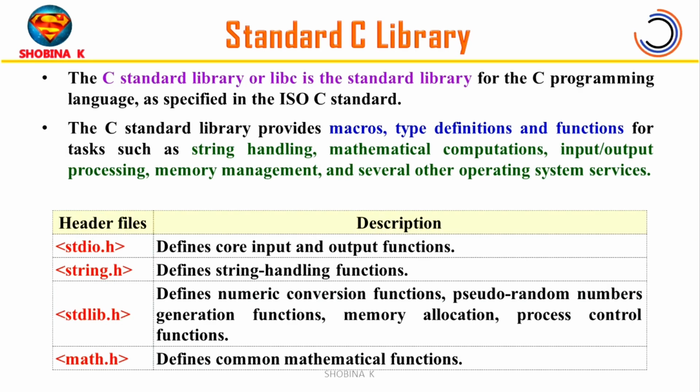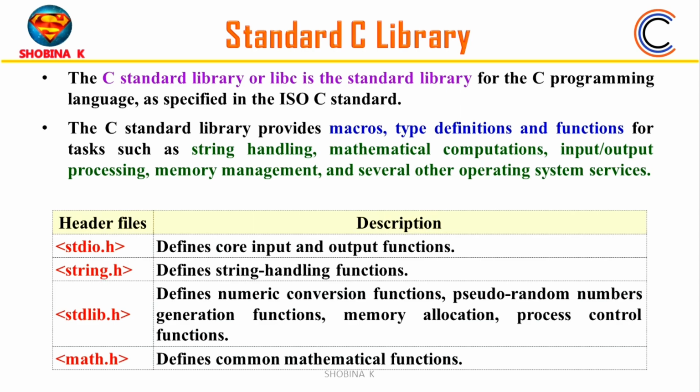The standard library is an integral part of C programming, which offers a set of tools and functionalities to streamline development tasks, thus saving time and effort. The C standard library provides macros, type definitions, and functions for tasks such as string handling, mathematical computations, input-output processing, memory management, and other operating system services. The application programming interface, or API, of the C standard library is declared across various header files. Each header file contains declarations for functions, data type definitions, and macros related to specific functionalities or modules within the standard library.